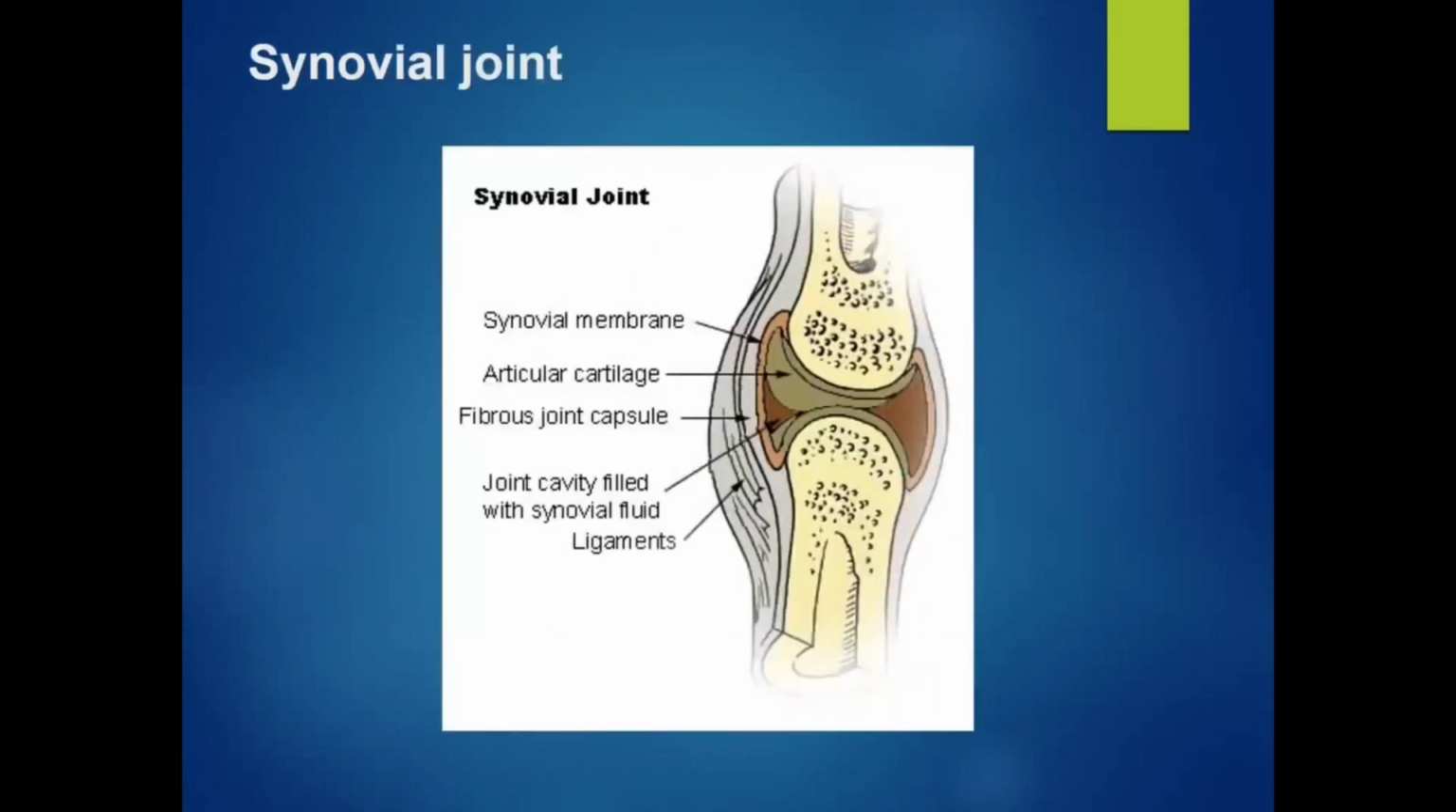Synovial joints are the type of joints found between bones that move against each other. Any movable joints have inner surfaces lined by smooth, slippery cartilage, and they're lubricated by synovial fluid, which is a thick fluid secreted by the synovial membrane. The synovial membrane is just a special layer of cells that lines the joint capsule.